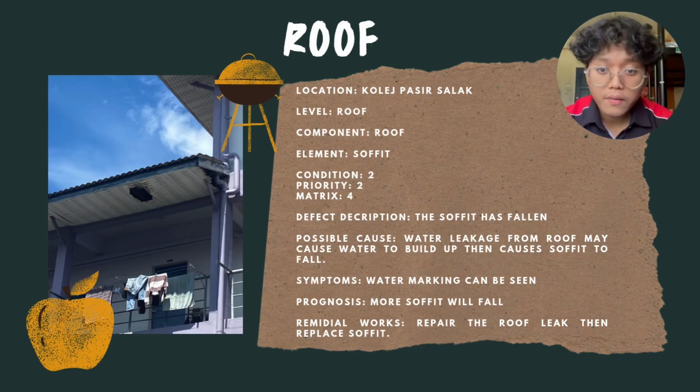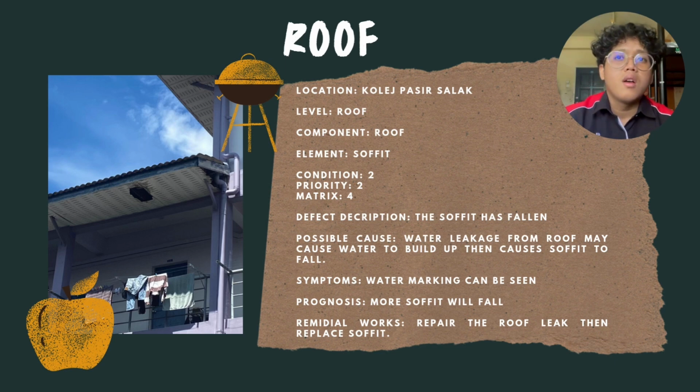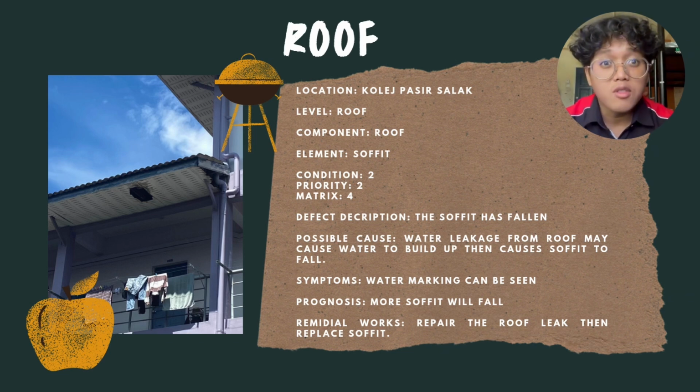So this is the first roof defect that I will explain. Its location is College Pasir Salak. Its level is of course the roof level, component roof, the element is soffit, condition is 2, the priority is 2, matrix is 4. The defect description for this roof is the soffit has fallen, and the possible cause is water leakage from the roof may cause water to build up then cause the soffit to fall.